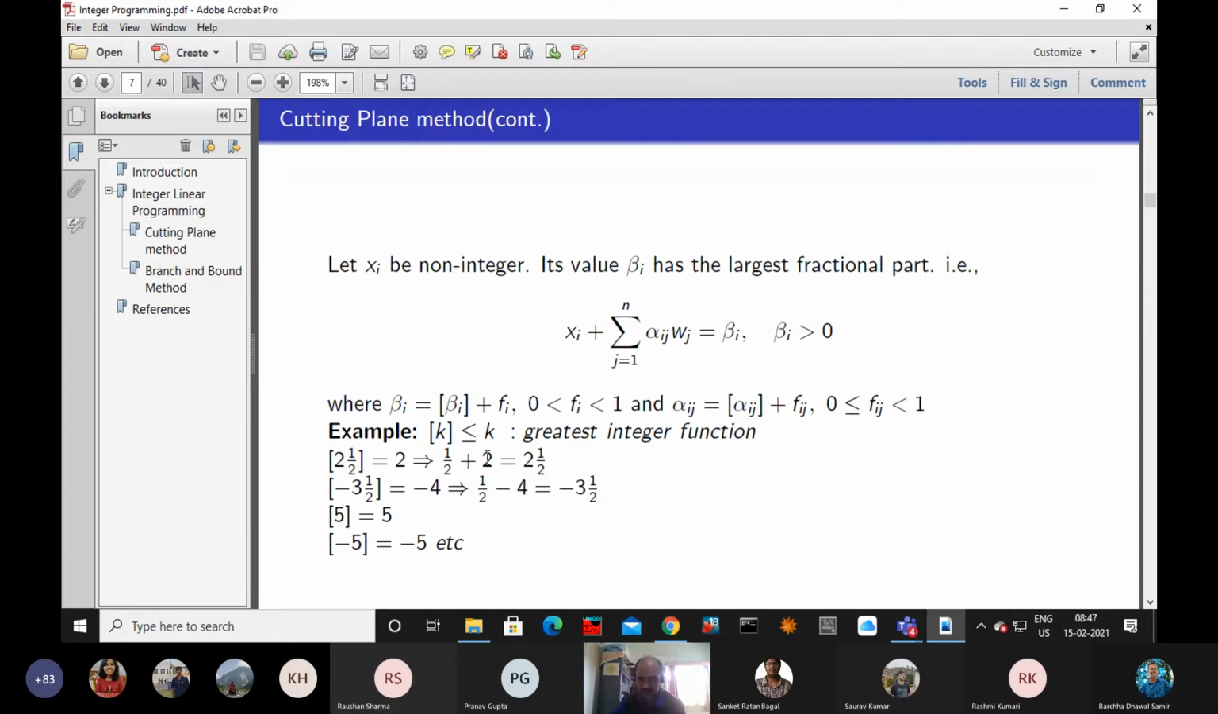So this beta i happened to be fractional. Okay, so that is the reason we are doing like this. But with respect to beta i, we are calculating alpha ij. So this can be integral, this can be fractional also. So that is the reason fi is less than 1, greater than 0. But fij is less than 1, greater than or equal to 0. You see, here there is an equal sign, but here there is no equal sign.